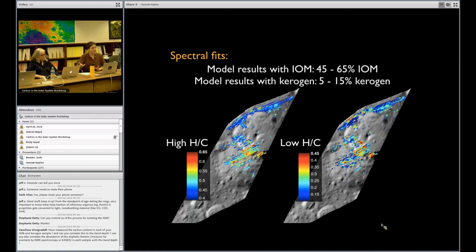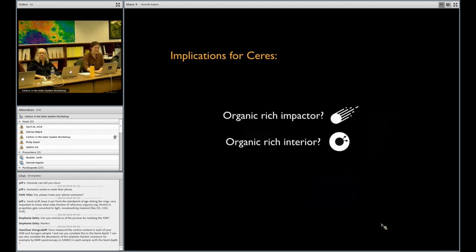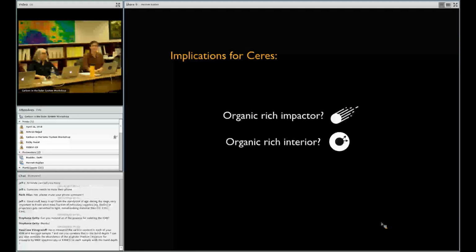And so for the IOM, we need between 45 and 65% IOM to fit the spectra. For kerogen, we need 5 to 15% kerogen. And this makes sense, as I showed before, the kerogens have much stronger bands than the IOM. But this number is really high. And so I think it brings up a lot of interesting questions in terms of implications for Ceres.